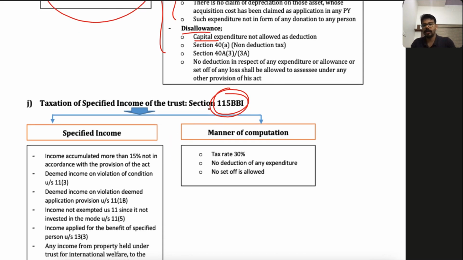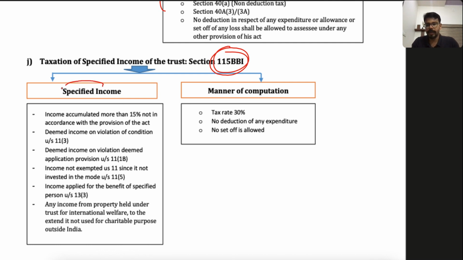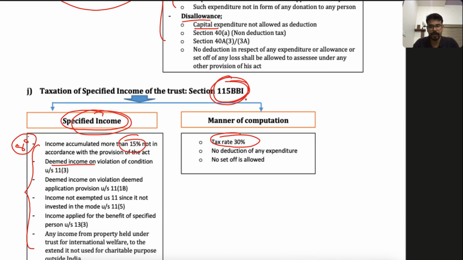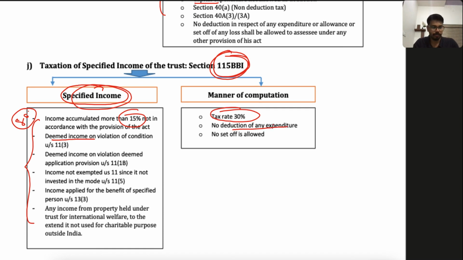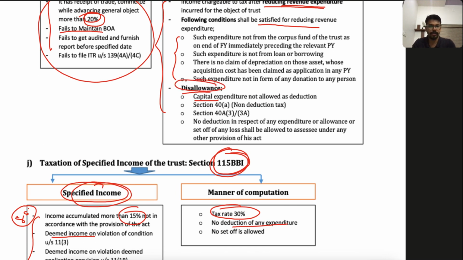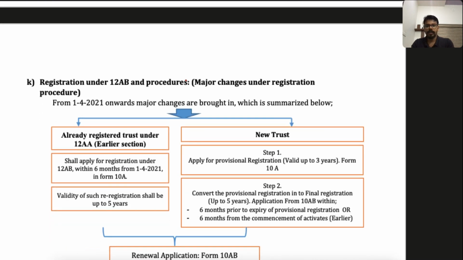And then 115BBI, also a newly brought in section. The specified income is when you do not spend at least 85%. That means you have accumulated more than 15% of the total donation, or deemed income, which we already discussed. In these cases, in this specified income, the taxation will be 30%. In the violation cases, you can reduce expenditure on everything, but in this 115BBI, you cannot reduce any expenditure, it is directly 30%. But in the violation case you can reduce everything, only disallowances you have to see. That's it.